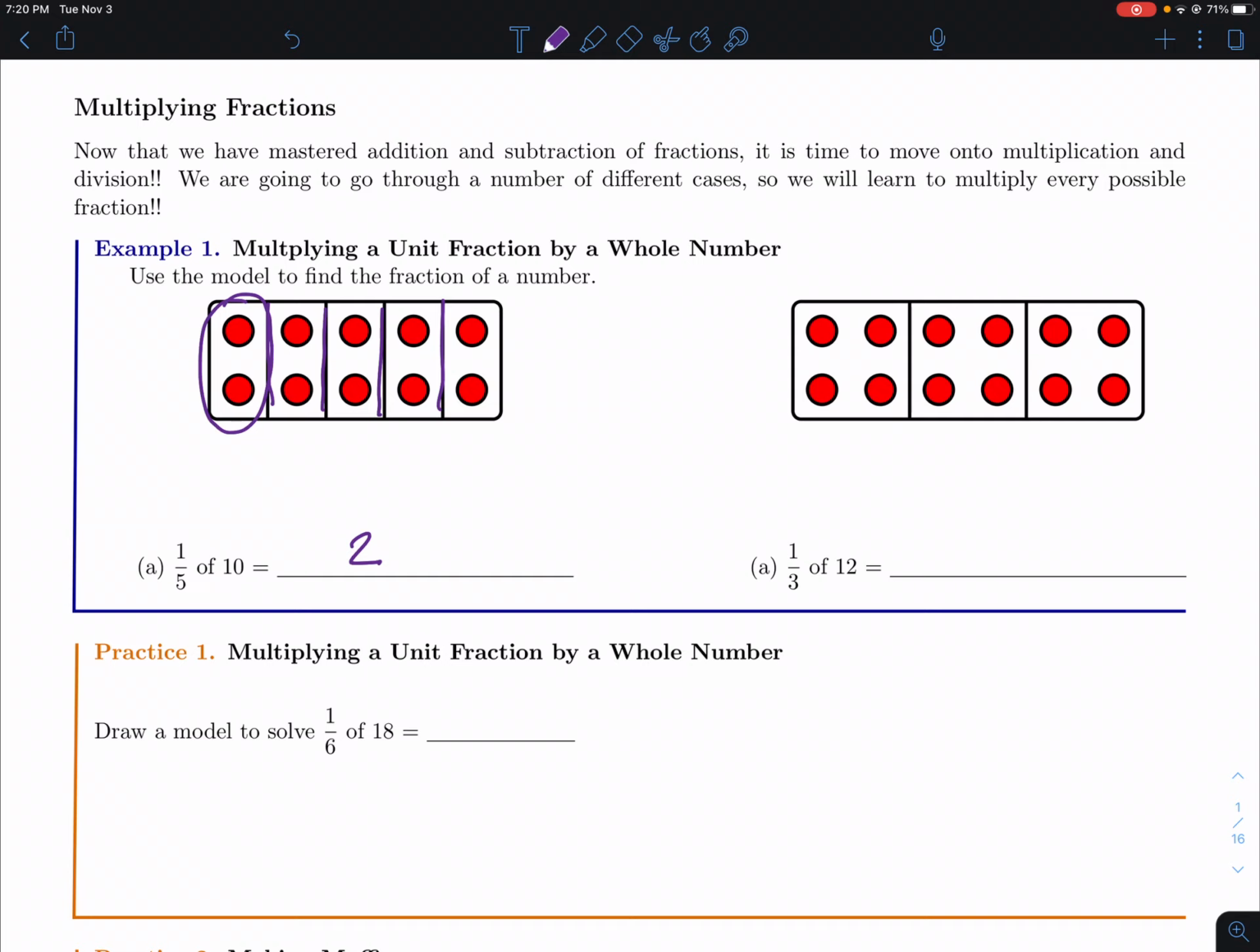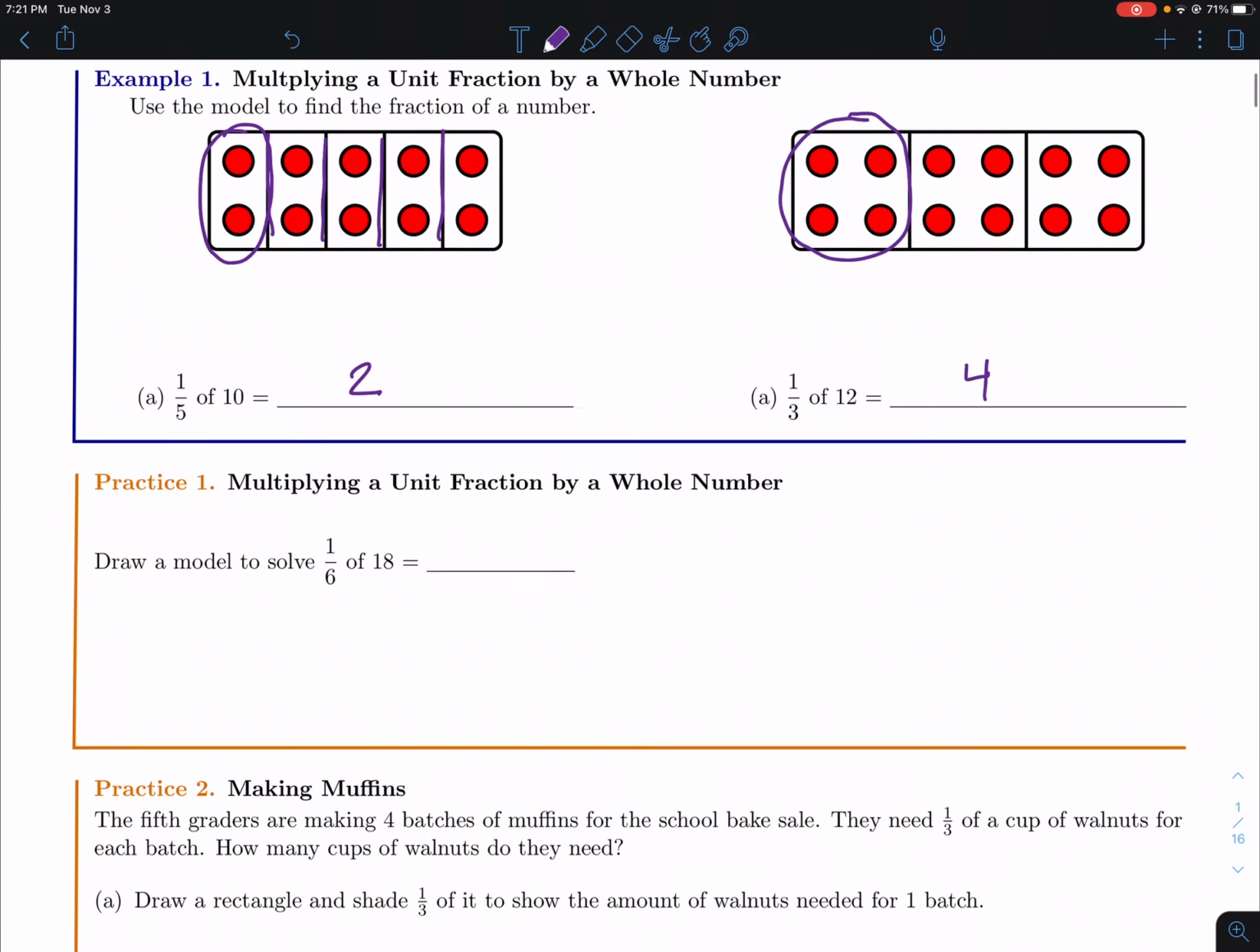Same thing, 1/3 of 12. Again, notice we've got 12 dots in there. Since we want to break this up into thirds, we broke it up into four dots each. And since we want 1/3 of 12, we're going to circle just 1/3 of those. And so that would give us a 4 in this case.